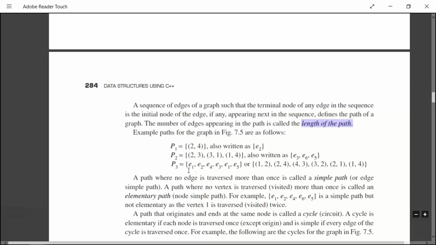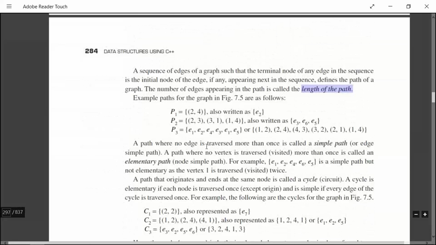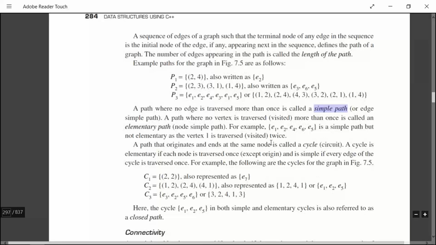It is correct actually. You can take these vertices and try to traverse through this path. So a path where no edge is traversed more than once is called a simple path. The number of edges appearing in the path is called the length. I mean, the edge should not be repeated, it's called a simple path. A path where no vertex is traversed more than once is called an elementary path. So for example, E1, E2, E4, E5, E6 is a simple path, but not elementary, as vertex 1 is visited twice.